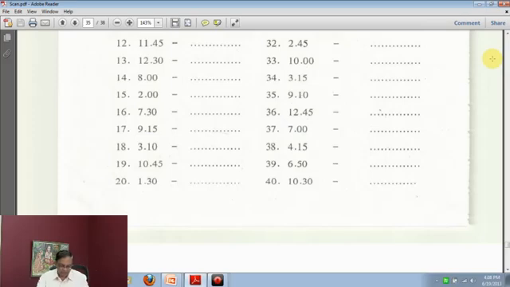Then 18th. Dashadhika Trivadanam. Dasha Adhika, 10 minutes past, Adhika Trivadanam. So it is 10 past 3, 3:10. 19th. Padona. It is 15 minutes less, therefore Padona Ekadashavadanam. Quarter to 11 in English.